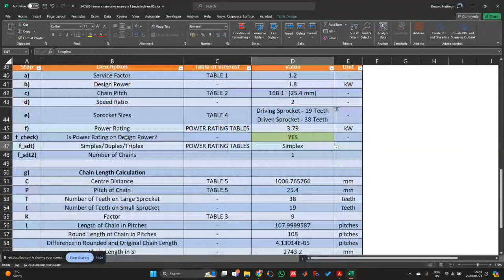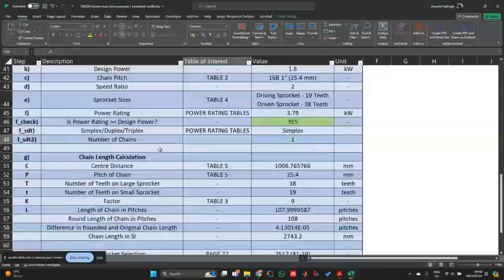You can also update this if, instead of using a simplex design, you want to use a duplex or triplex, you can just change it over here. If I were to select duplex, then you'll see the number of chains also updated to 2. Okay, but for our design, we're using a simplex, so that's fine.